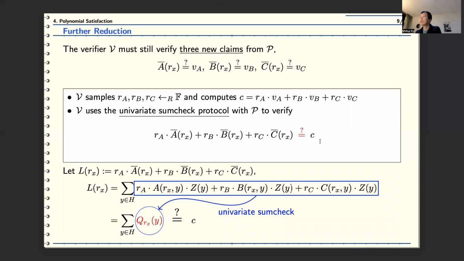Remember that in the univariate sum check protocol, in each round, the degree is reduced by half. Then, however, we need some initial conditions to step forward the univariate sum check. Here, the initial condition is some evaluation of the polynomial Q(x) at some random point chosen by the verifier.